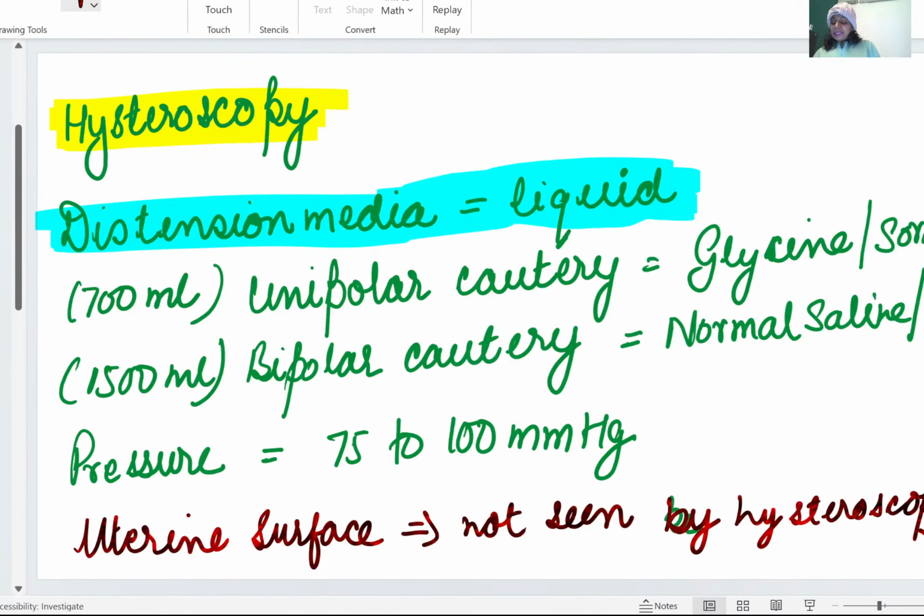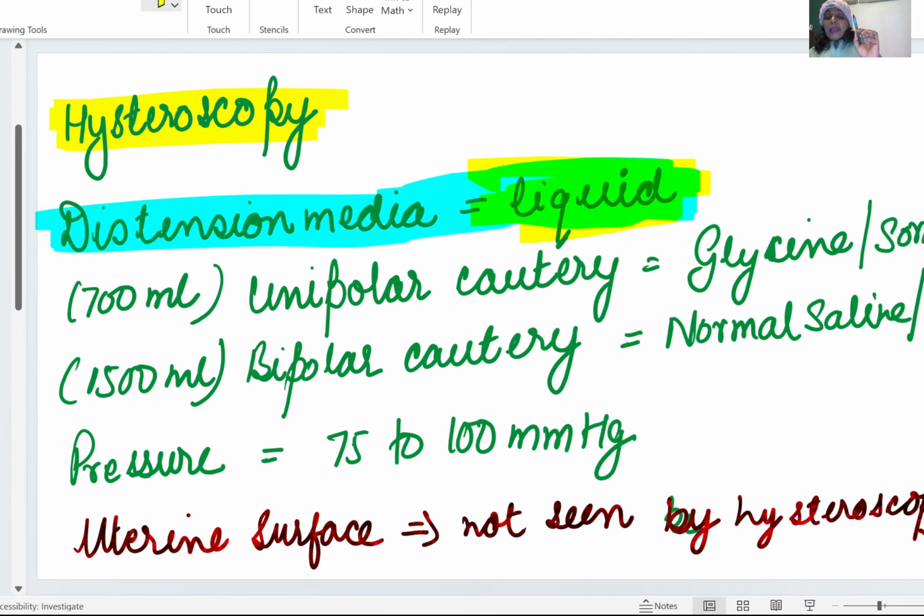Now let us discuss hysteroscopy. As we read, in laparoscopy we have to distend the peritoneal cavity with gas. In hysteroscopy we have to distend the endometrial cavity, and we distend it by liquid. We don't distend it by gas. We distend it by liquid.